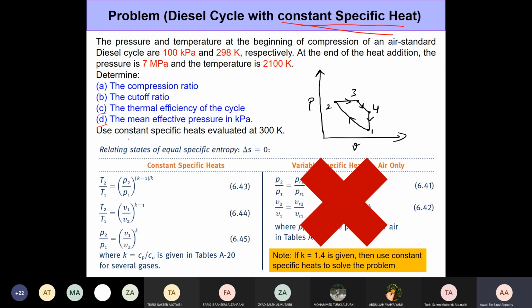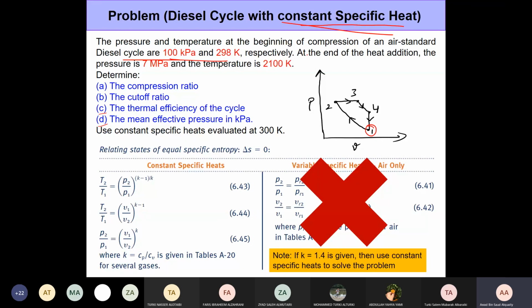So here, before I go ahead and start from looking at the cutoff ratio, I just want to briefly remind you what the problem was and why we decided that we need to use constant specific heat. In the question, it's mentioned that the pressure and temperature at the beginning of the compression of the air-standard Diesel cycle are given as these values, right? So P1 and T1 are given.